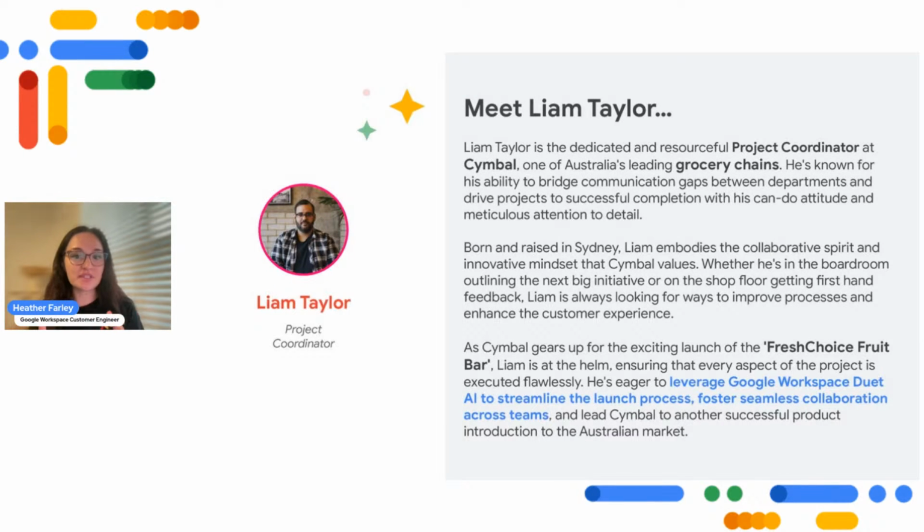We're going to meet Liam Taylor. So Liam Taylor is a project coordinator at Symbol. This is one of Australia's leading grocery chains. So Liam Taylor is a go-getter. He's really innovative and he is very successful at his organization. But what he wants to do is bring this to the next level and introduce more meticulous attention to detail. So Liam is going to be located in Sydney, Australia. So you'll notice that most of our examples today will be based in the Australian experience. So look forward to that.